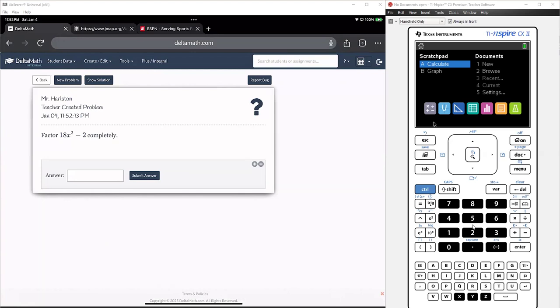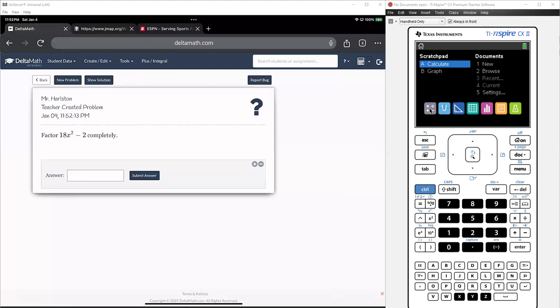I'm going to do a couple questions on factoring. This is kind of the last of the constructed response questions that I think we should be able to get most of the points on. So I'm going to show you how I think you should attack these. This question says factor 18x squared minus 2 completely. One of the first things I'm going to do whenever I'm trying to factor is find the GCF for the terms.